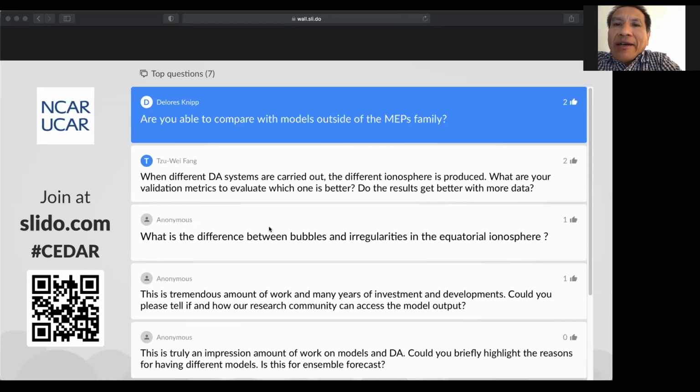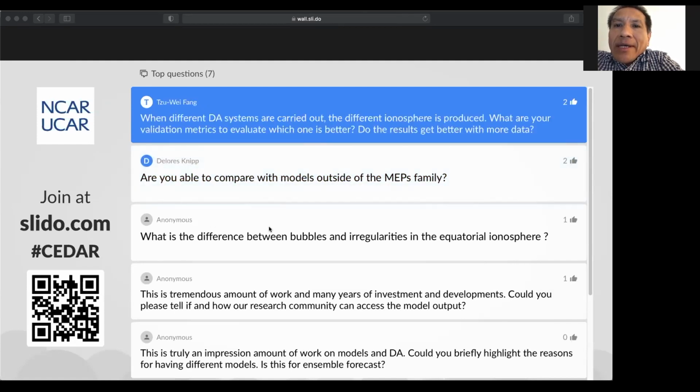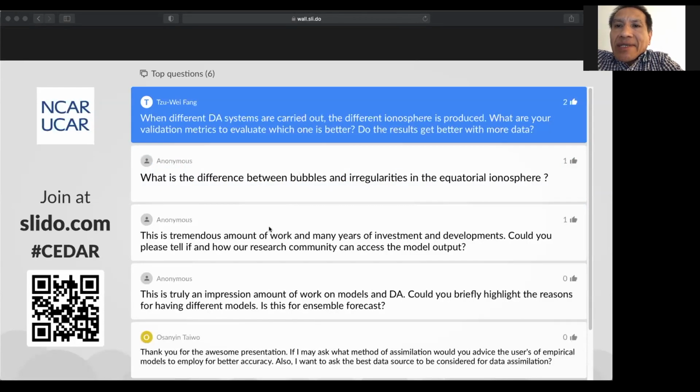There's another question from Suwei Pham. When different DA systems are carried out, the different ionosphere is produced. What are your validation metrics to evaluate which one is better? Do the results get better with more data? The results definitely get better with more data. And typically we have independent data to verify which is the best.